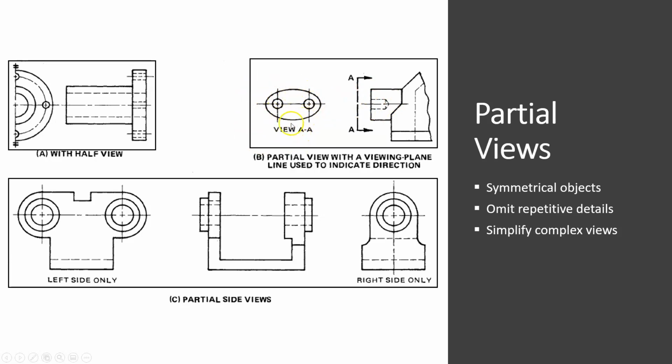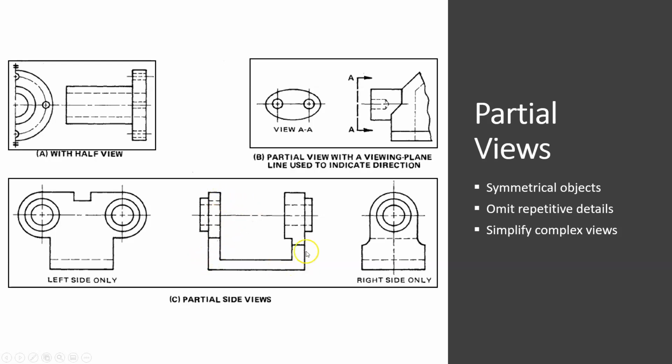Now notice in this view, AA, first of all, it's labeled AA. It must be labeled AA. And secondly, we're allowed to omit all the features behind it because we're saying with the viewing plane that we're only showing what's important in this view. All right. And here's a couple more examples with partial side views.